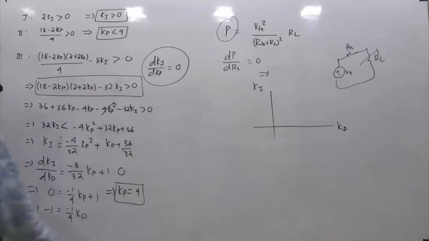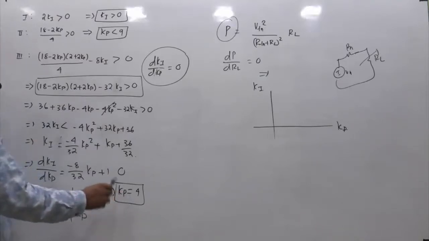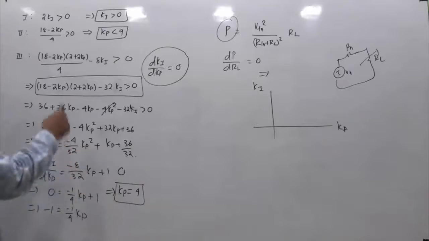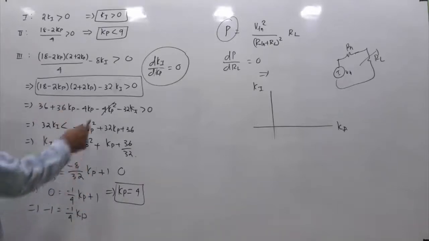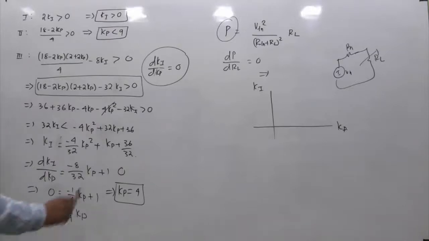That means when Kp is equal to 4, what is the value of Ki, if I ask you? You can use any of these equations to get what it will be. So if you take Kp equals 4, then what is the value of Ki you will get? I think it will be coming 9. So you can substitute here. If you make Kp equals 4, how much is Ki coming?